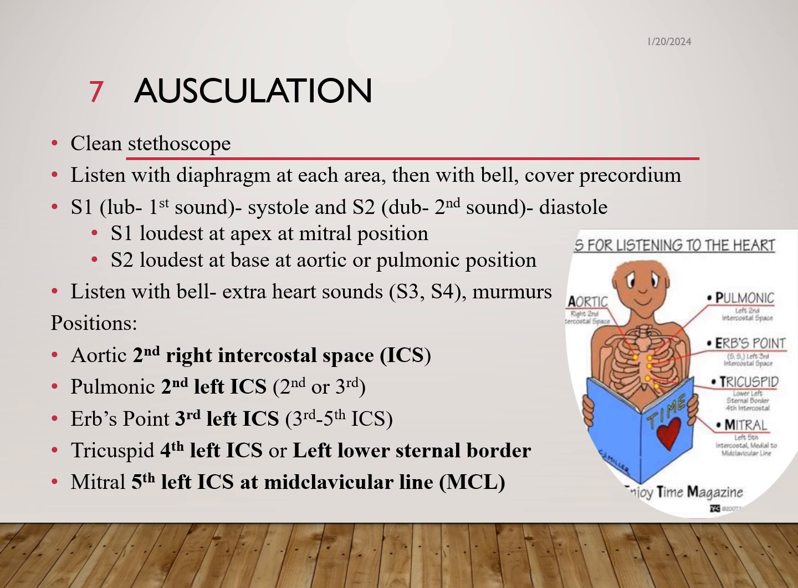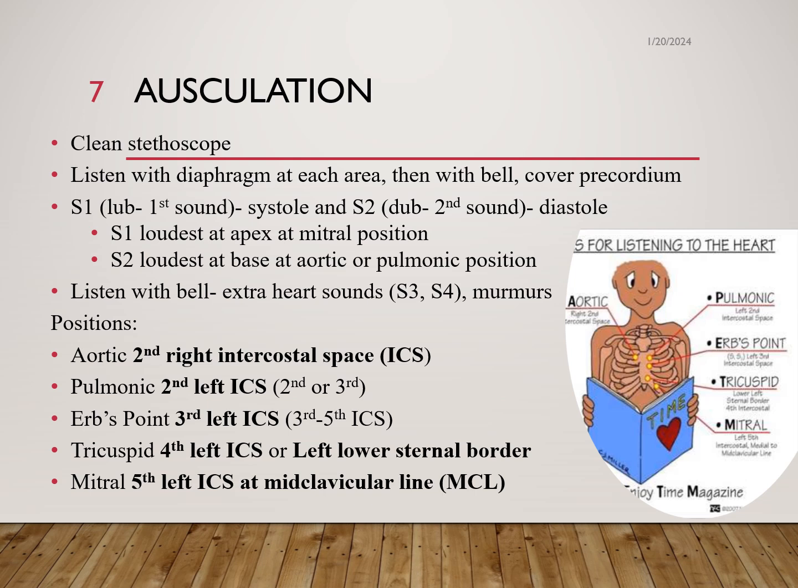So you're going to listen with the diaphragm first for all 5 areas that you see in the picture, and then you're going to listen with the bell that covers the entire precordium. You're listening for the lub-dub, lub-dub. The lub sound is systole, that's the S1, and the S2 or the dub sound is diastole. Now we hear the S1 best at the mitral position and the S2 loudest at the aortic or pulmonic positions. So when we listen with the bell, we're listening for extra heart sounds or incompetent valves or murmurs.